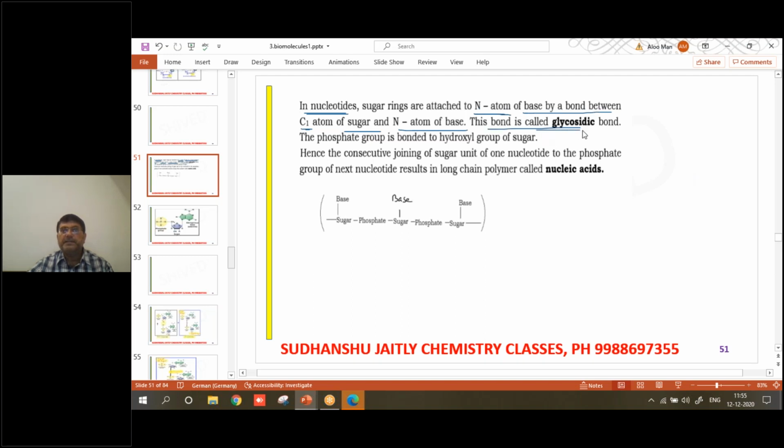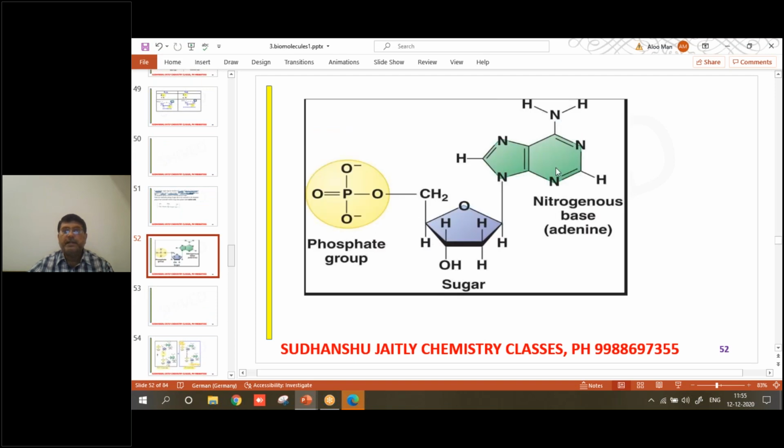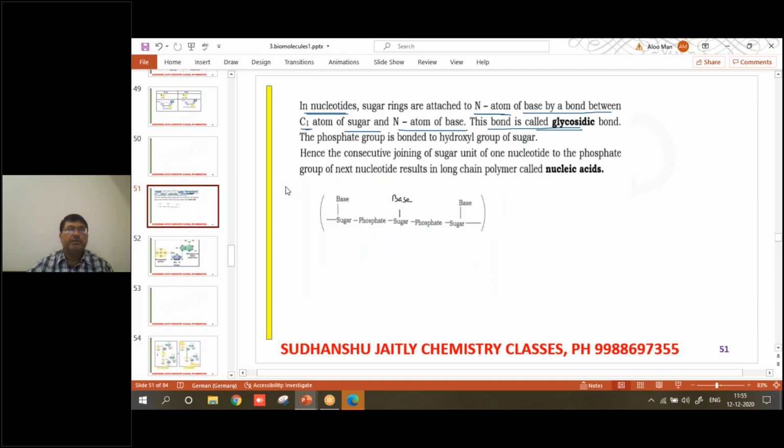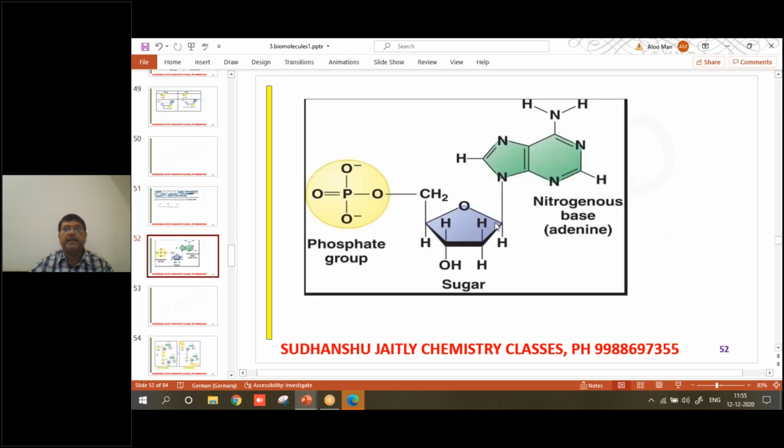This bond is called glycosidic bond. That is, इस वाले बॉन्ड को वो क्या बह रहा है? Glycosidic bond. This one, the sugar and the base. Continue with it. The phosphate group is bonded to hydroxyl group of a sugar. Where will it attach? One carbon, the 2 carbon, the 3 carbon, the 4 carbon, 5 carbon पे.